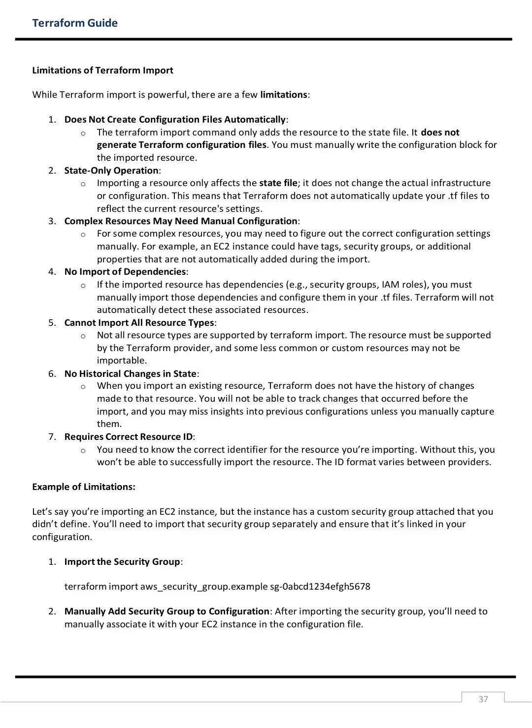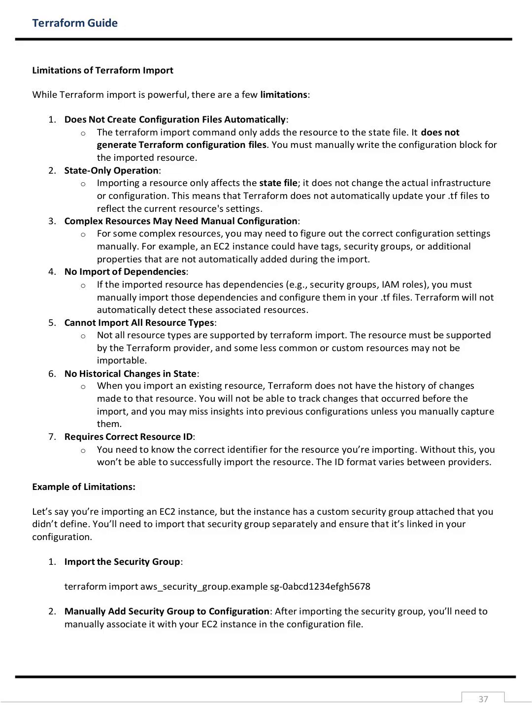3. Complex resources may need manual configuration. For some complex resources you may need to figure out the correct configuration settings manually. For example, an EC2 instance could have tags, security groups, or additional properties that are not automatically added during the import. 4. No import of dependencies. If the imported resource has dependencies, for example, security groups, roles, you must manually import those dependencies and configure them in your TF files. Terraform will not automatically detect these associated resources.